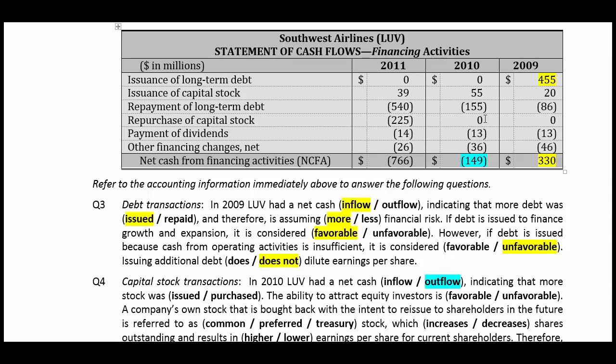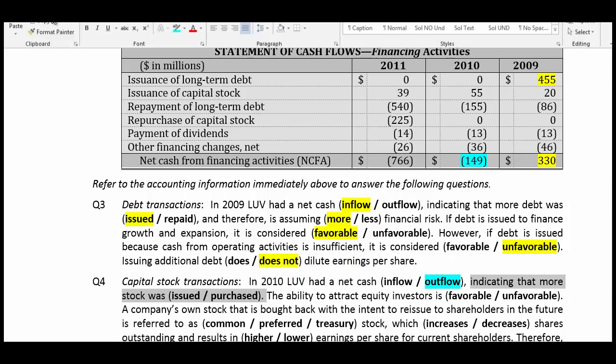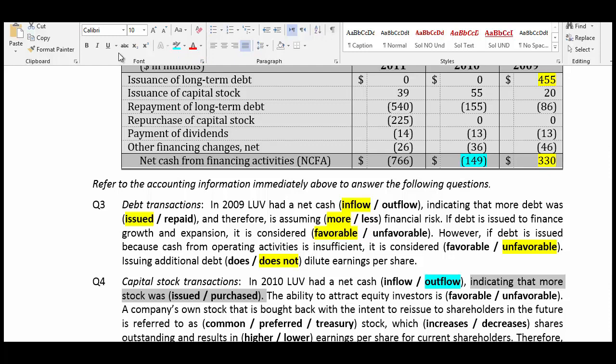They didn't purchase any stock. There's zero stock purchased. And it says issued or purchase here. This is not a good term. I would ignore this because this is not right. What happened? Let's look at the numbers for a second. Just ignore this. Who wrote this? There we go.